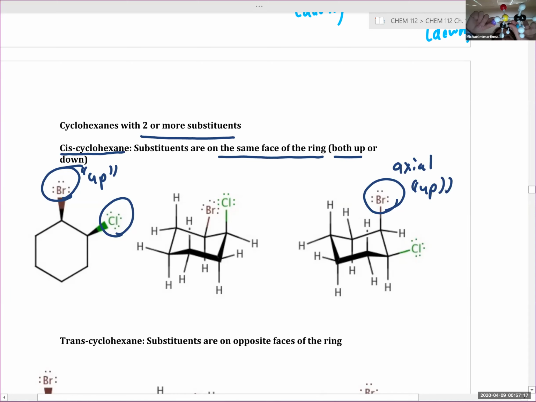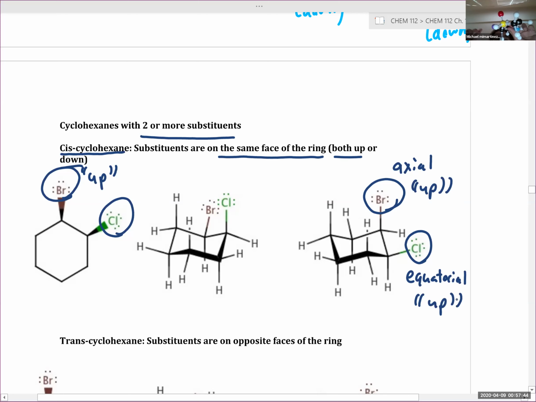Now let's look behind. Looking at our chlorine right here in purple, is this chlorine axial or equatorial? The chlorine that I'm holding, is it axial or equatorial? Yep, equatorial. So it's right here. It's equatorial up.